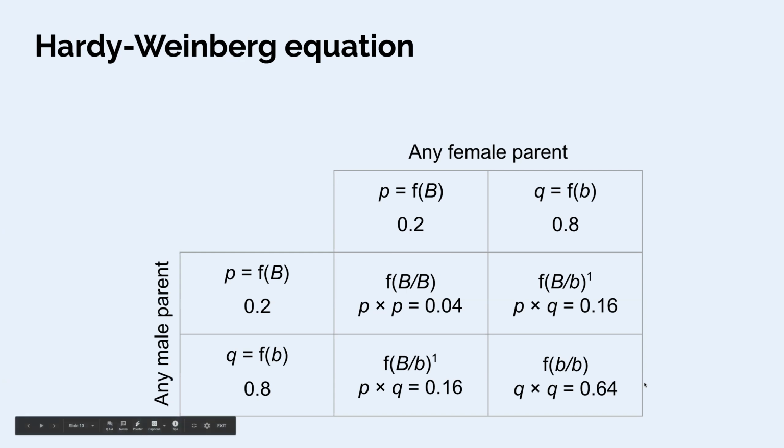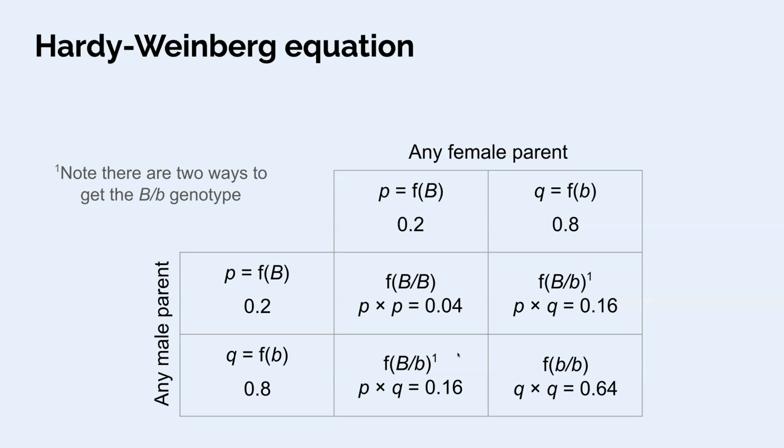The last category is a little bit more tricky because there are two ways to get this. To become big B, little b heterozygous, you can get either a big B from dad and a little b from mom, or a big B from mom and a little b from dad. So these two squares show the same value, and we need to add them together to get the total number of ways you can get a big B, little b outcome. So it's actually 0.16 plus 0.16. Again, all of the numbers in these 4 squares should add up to 1.